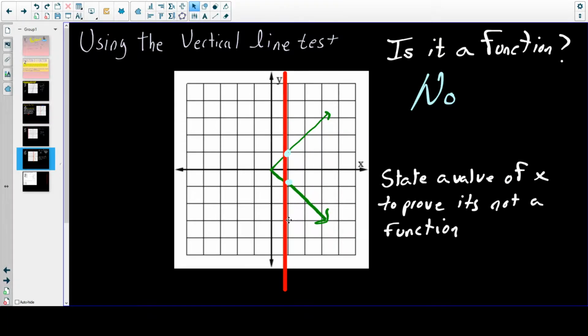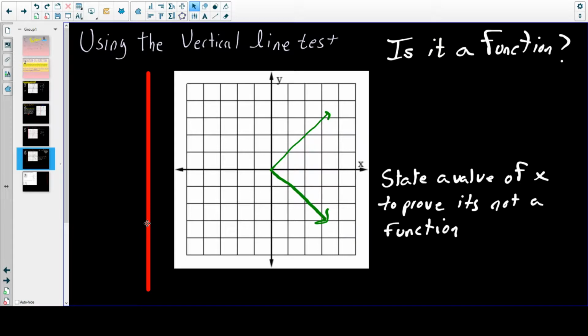So I'm going to move all of this out of the way. Actually, let me undo a couple of things just to make it a little bit cleaner. So again, is it a function? No, it's not a function. So what is the value of x to prove that this is not a function? There are many points we can choose, but let's say we choose this one.